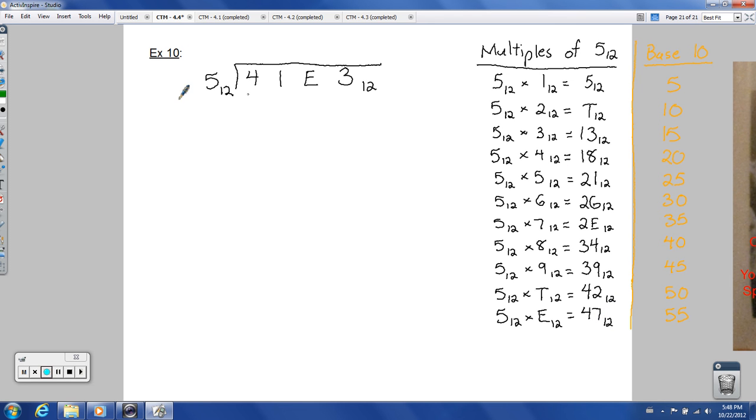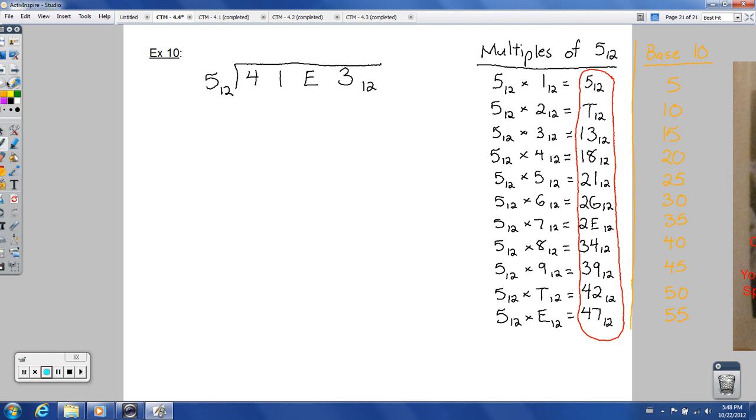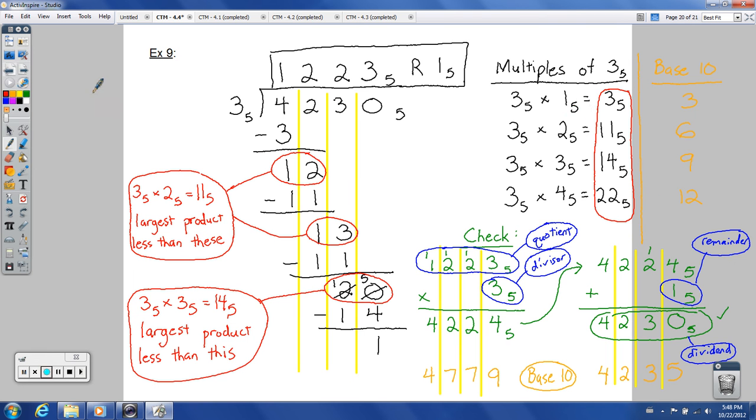So this becomes my most important list of numbers from what I wrote down over here. These are all my multiples of 5 base 12 up to the final possible multiple, up to the e, up to the 11. So now, just like before, we take this list, we see what the largest product less than these is from what I have here, or here, or here, and so on, and I go from there.